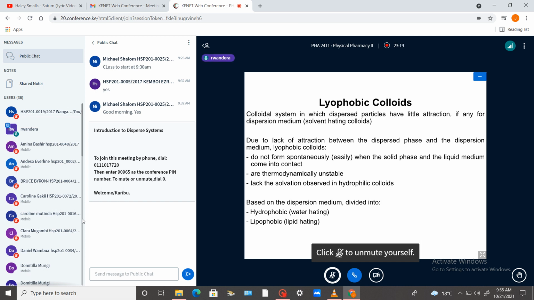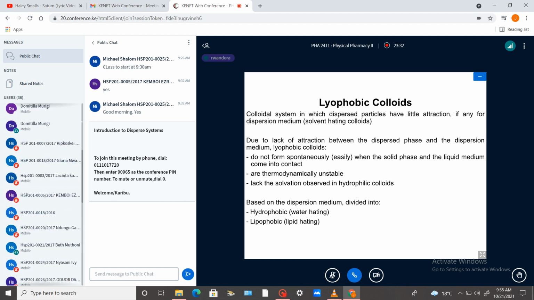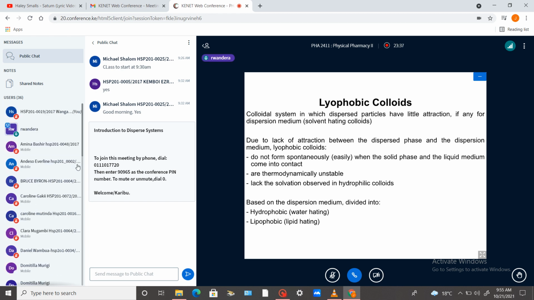So the other category is lyophobic colloids. From the word phobic, the dispersed phase has very little attraction, if any, for the dispersion medium. And these we refer to as solvent-hating colloids. Due to the little or no attraction between the dispersed phase and the dispersion medium, they are called solvent-hating colloids.